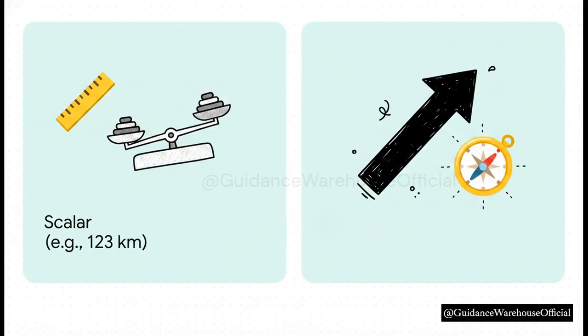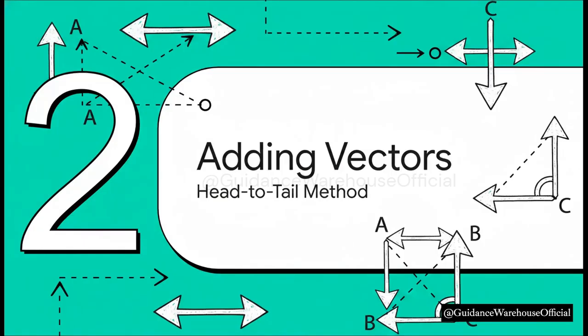Think 123 kilometers, or a temperature of 20 degrees. But as our lost pilot just found out, sometimes a scalar just isn't enough. And that is exactly where vectors step in to save the day. A vector gives us magnitude plus direction. So it's not just 123 kilometers, it's 123 kilometers east. Whenever you're dealing with things like displacement, velocity, or force, you absolutely need both of those pieces of information. It's the complete package.